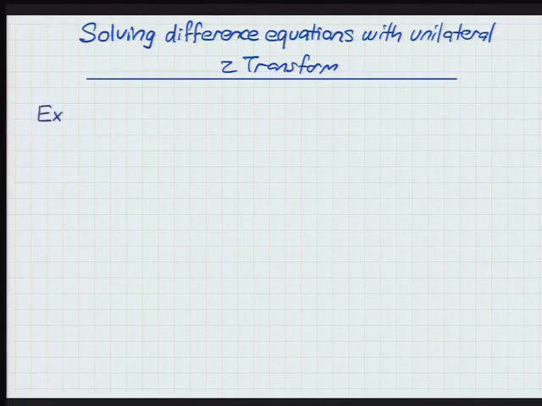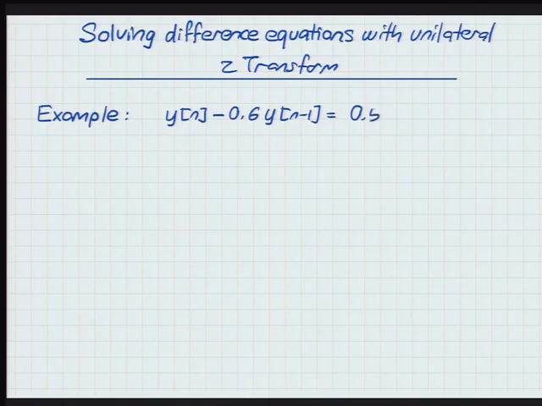First order difference equation, subject to initial conditions. So we are solving it for n equal to 0 and higher, but we are given an initial condition. So here's our example, in standard form: y of n minus 0.6 y of n minus 1 equals the forcing term, x of n in this case, which is 0.5 to the n times the step.